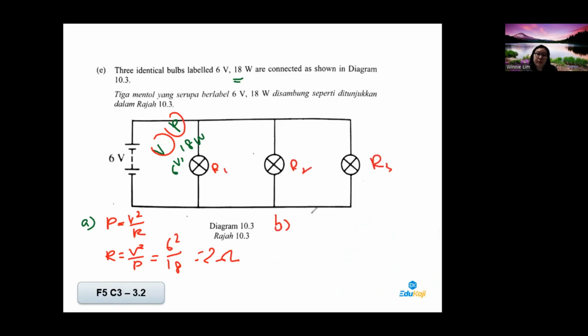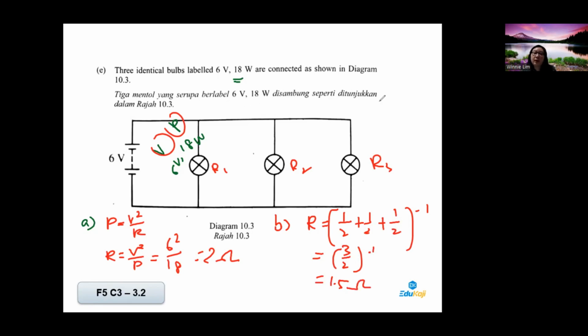So for part B, you will have total R equals to, I normally tell students, I write in this way, then I inverse it. The same idea, you can use the 1 over R, nothing wrong. So you will get 3 over 2, right, inverse. So you get 1.5 for the total resistance. Okay, then next, they say the total energy dissipated in 2 minutes.